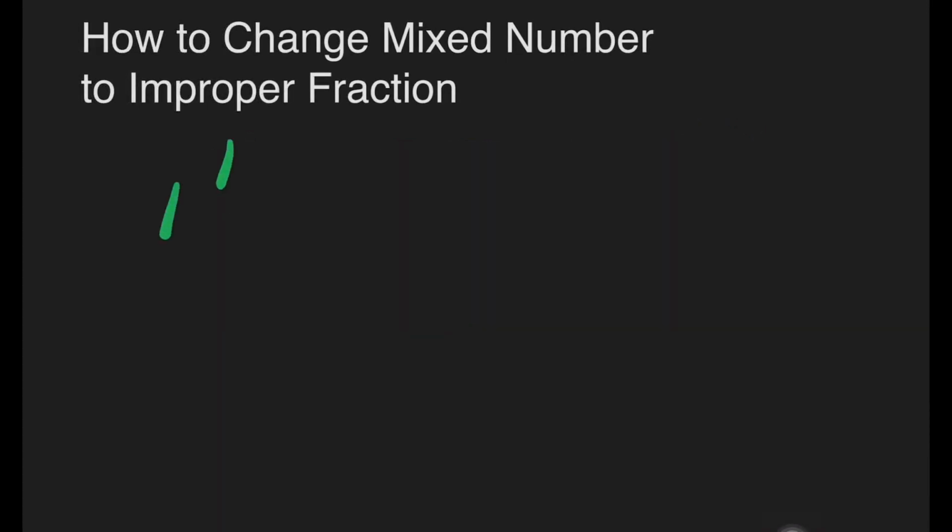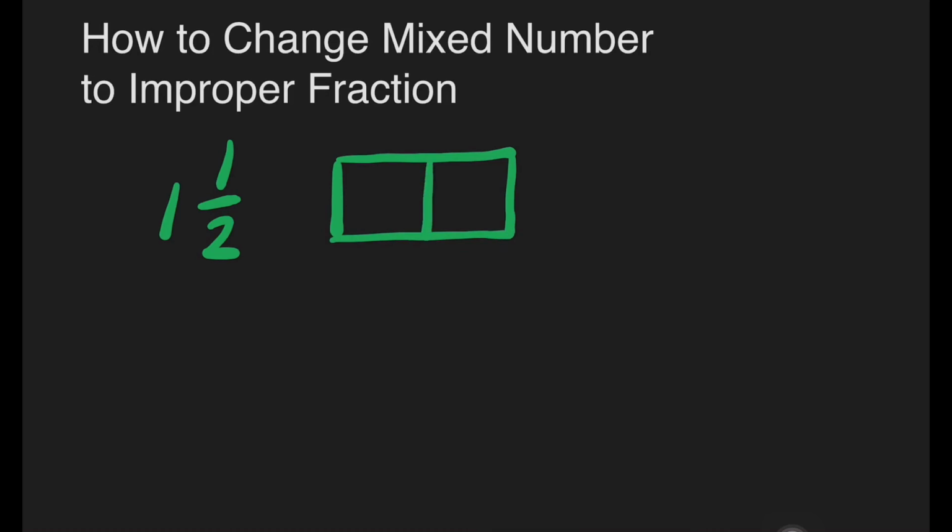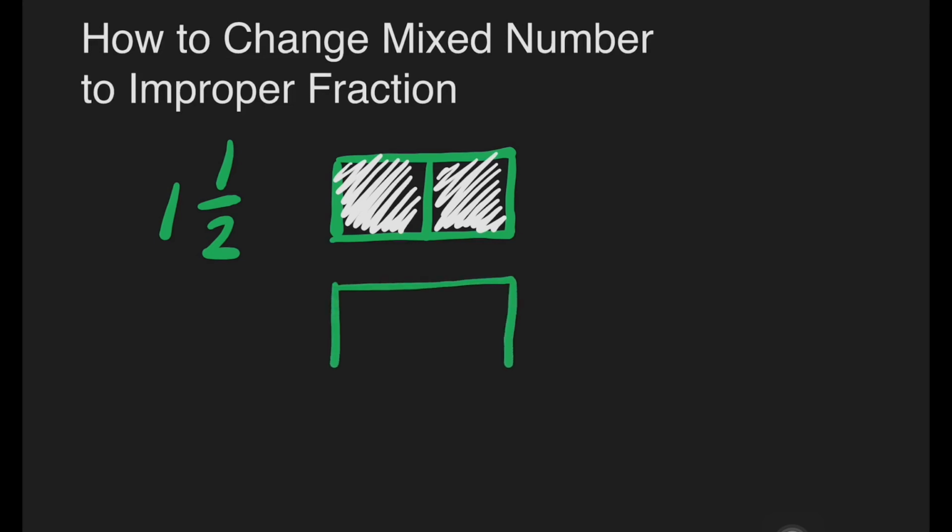That's 1 and 1/2. Okay, let's try to draw this. So it means in the drawing we have to divide the whole into 2 equal parts. So we'll just draw the box that is divided into 2 equal parts, and then we have to shade 1 whole. We have to shade this one because we need to have 1 whole, and then we have to draw 1/2. Okay, let's draw the 1/2.